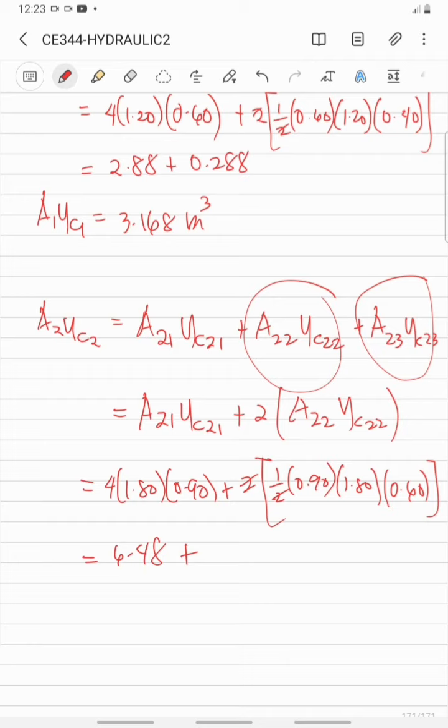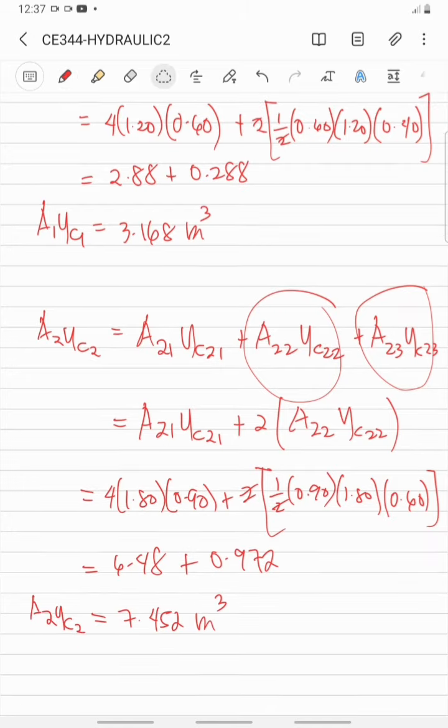So you have 0.972. So 6.48 plus 0.972, so the answer is 7.452 meter cube. So that is area 2 YC2.